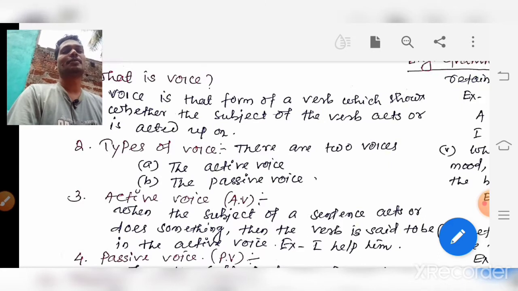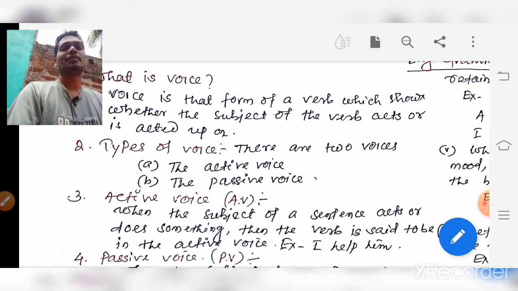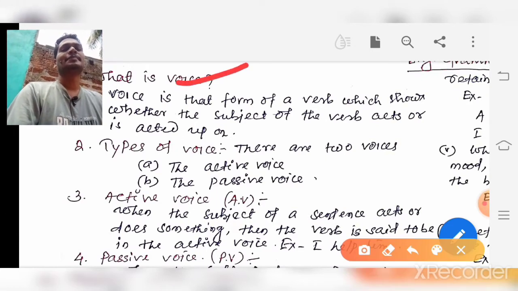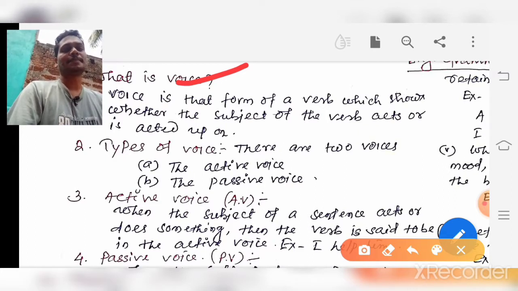Today we are going to discuss voice change, which is very useful for higher secondary and secondary level students. At first we have to discuss what is voice. Voice is that form of a verb which shows whether the subject of the verb acts or is acted upon. That means we have to find out whether the subject does something majorly or not. That is called voice.